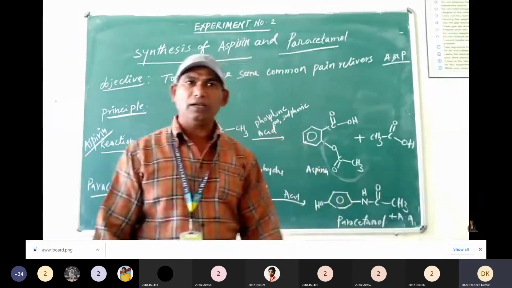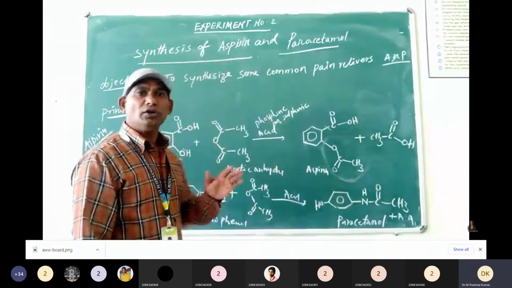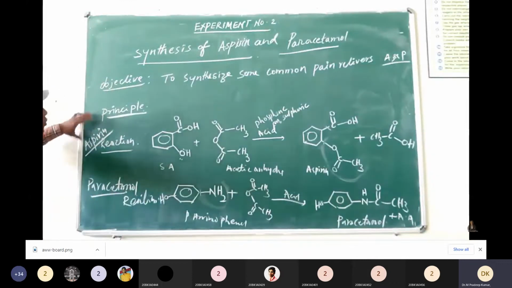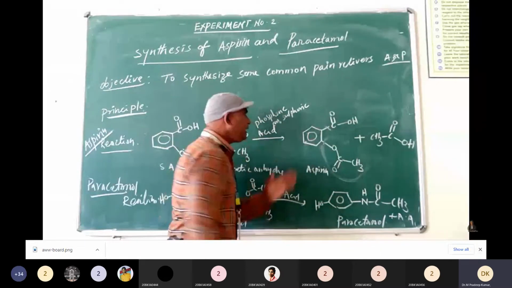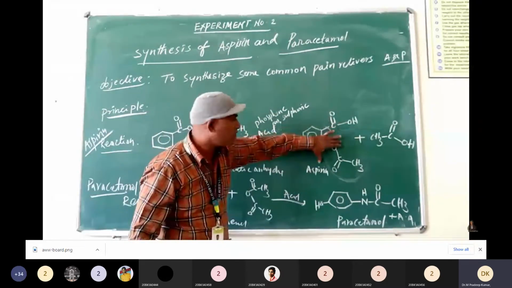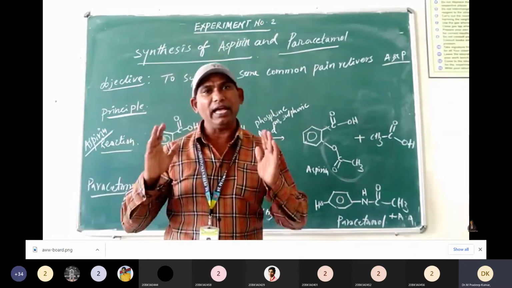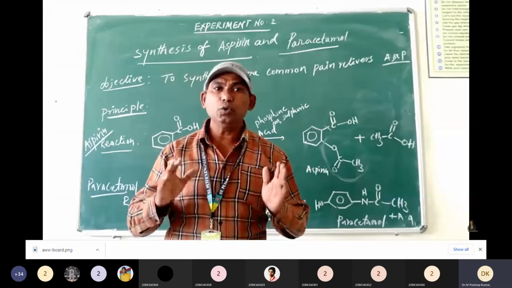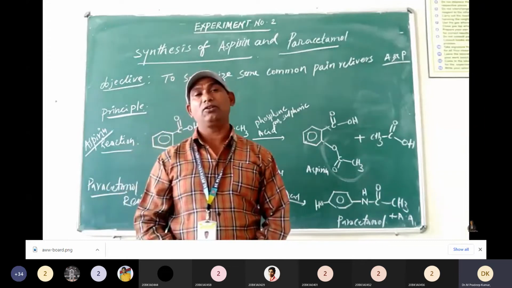First of all, we have to look at the reaction. See on the blackboard here, the aspirin compound. What is the principle? Both groups are present: one is the acid group, another is the ester group. Aspirin contains the acid as well as the ester group. It is used extensively in medicine, in the pharmaceutical industry.